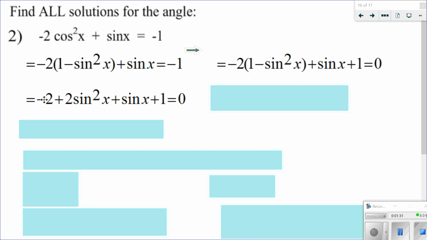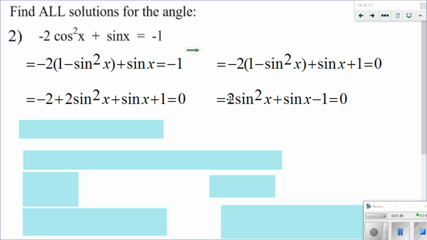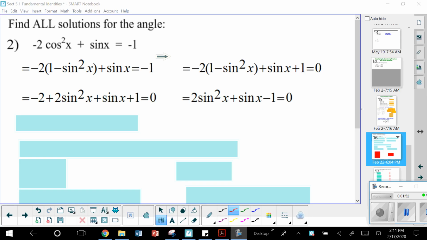The next thing that I'm going to do is just combine like terms and write this in proper order. So it should turn into 2 sine squared x plus sine x minus 1 equals 0. This is a lot easier visually for me to deal with because now I just have one trig function. And this technically is just a trinomial. And remember, we can always replace the sine x's with another variable if you need to so you can see it. So I could treat this like 2w squared plus w minus 1 equals 0.